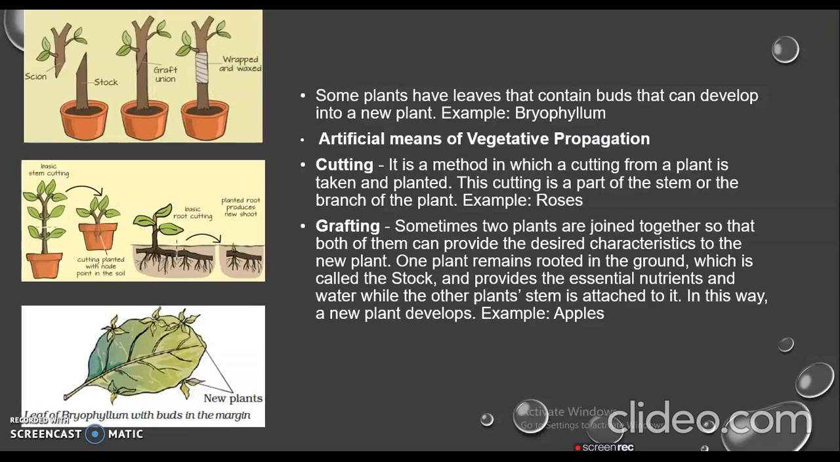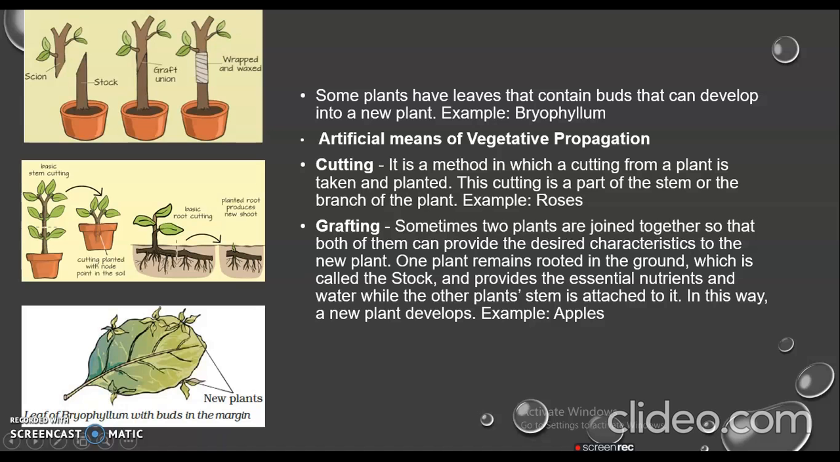Some plants have leaves that contain buds and that can develop into a new plant. Example, bryophyllum. As you can see in the picture, leaf of a bryophyllum with buds in the margin.